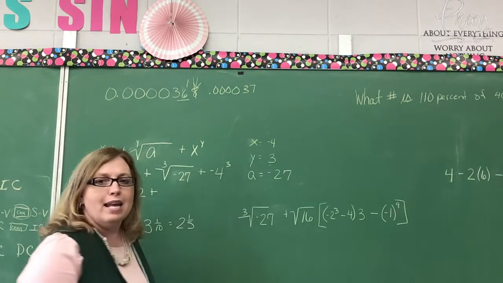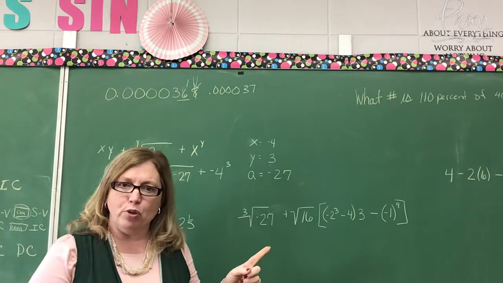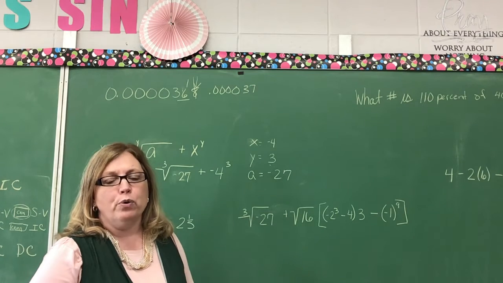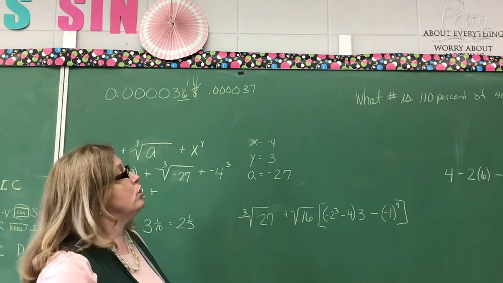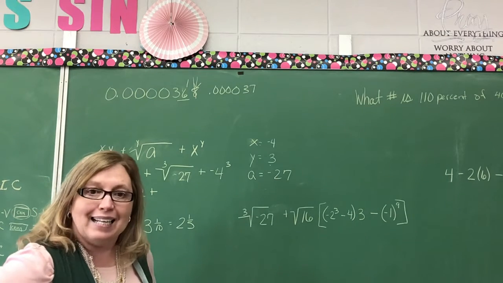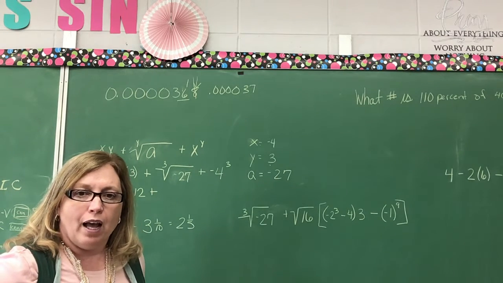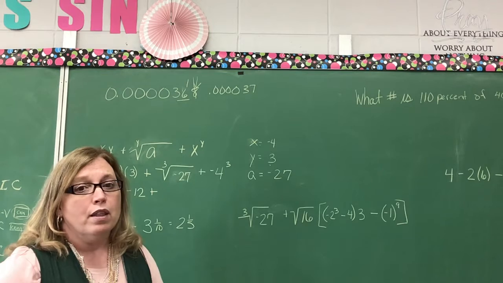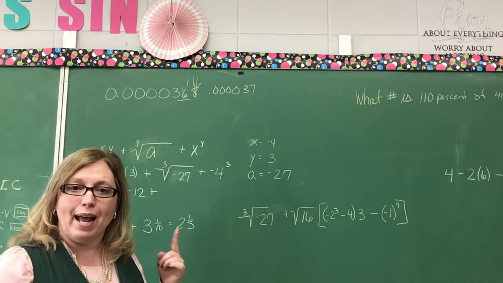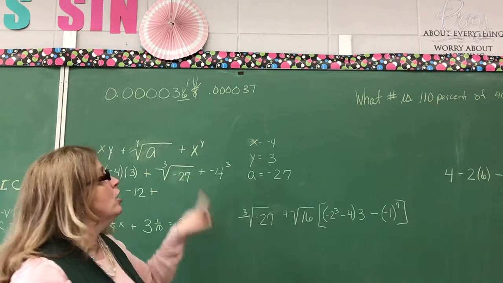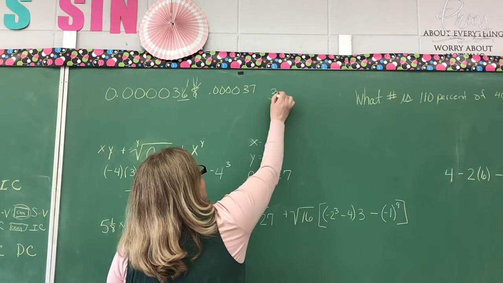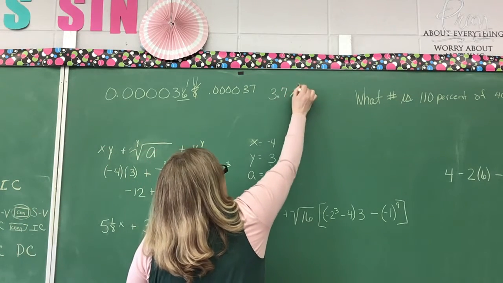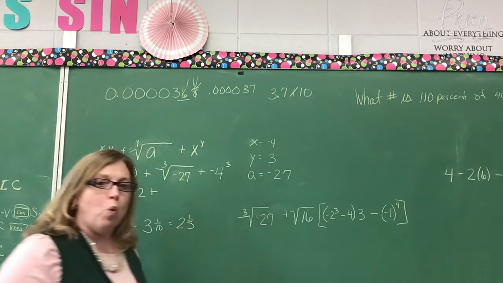0.000037. Now, after you round it, I want you to take the new decimal and write it in scientific notation. How do you do that? Well, we all know that if you're going to write in scientific notation, the number has to be between 1 and 10. So I have to move that decimal so that it reads what? 3.7 times 10 to what power?